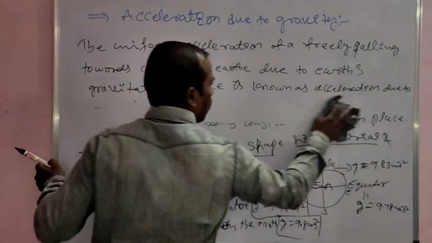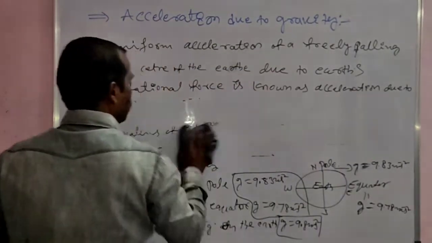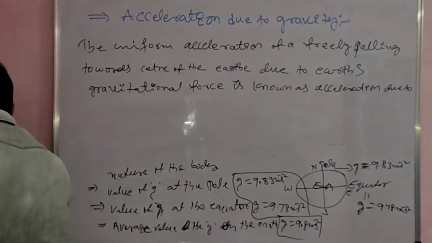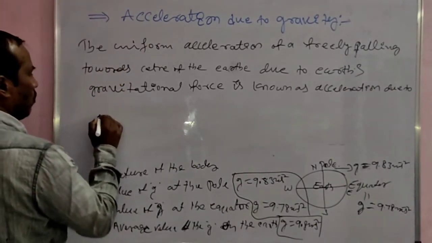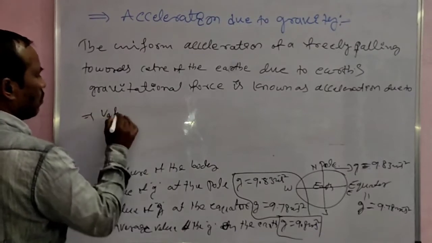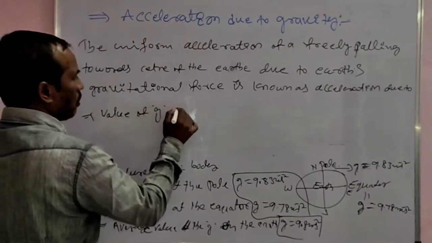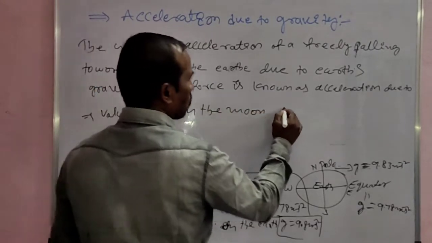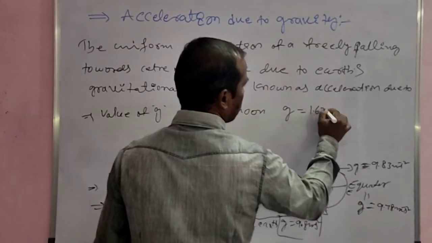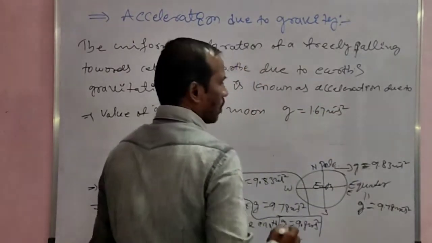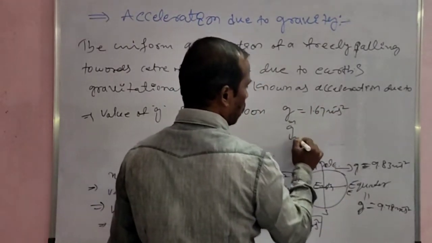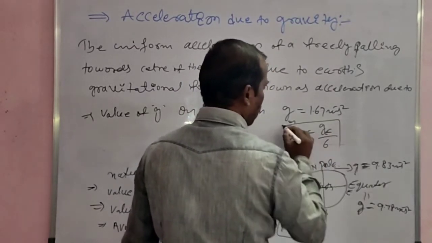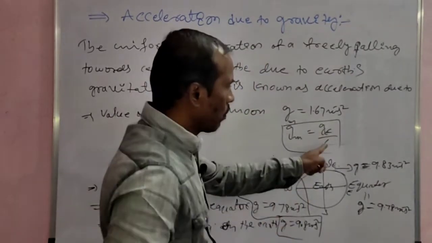The small g value on the moon. Next point here, the value of g on the moon: g is equal to 1.67 meter per second square. That is, g on the moon is equal to g on earth divided by 6.